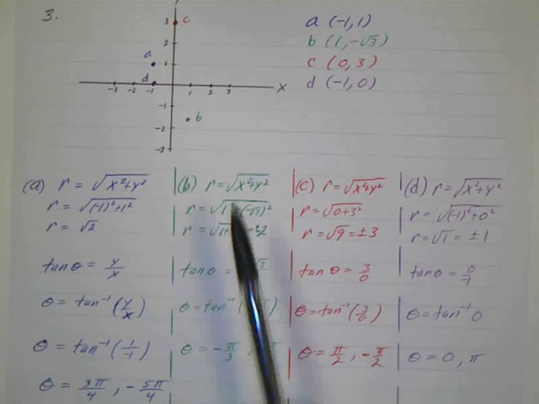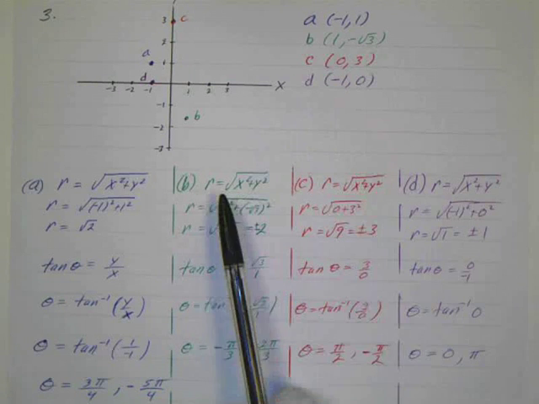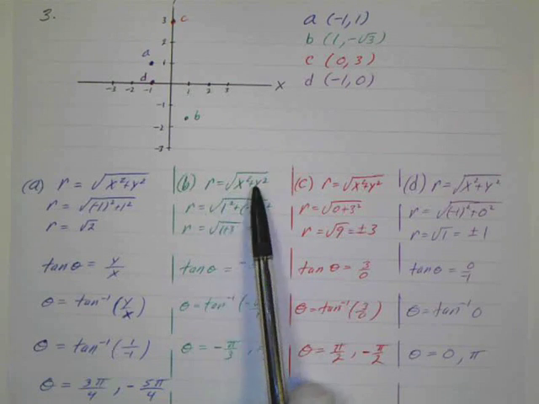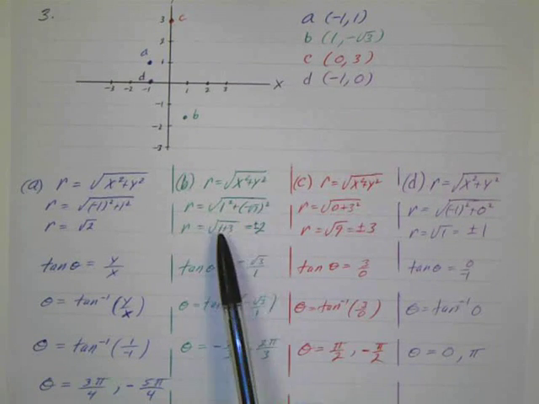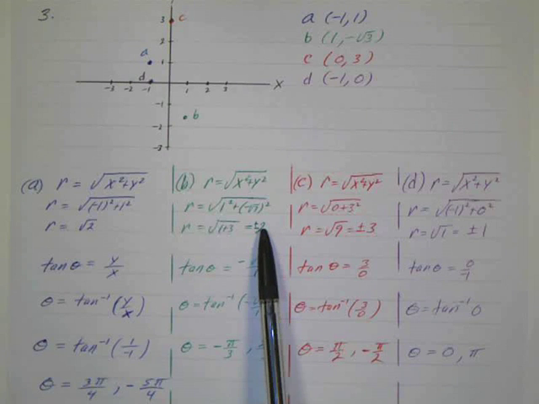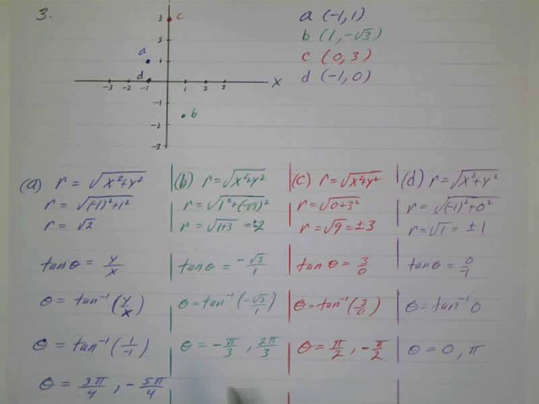Okay, letter B. The point was 1, negative square root of 3, so r equals the square root of x squared plus y squared. So 1 squared plus negative square root of 3 squared, that's just going to be 1 plus 3, which is going to be 4, so the square root is 2, or plus or minus 2. It works either way with the way these polar coordinates work out. So that's going to be my r.